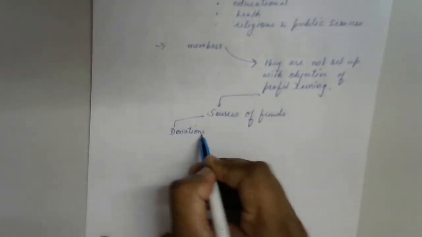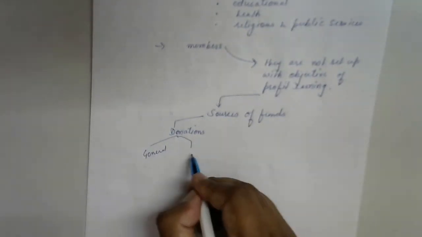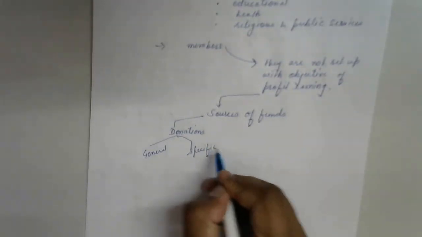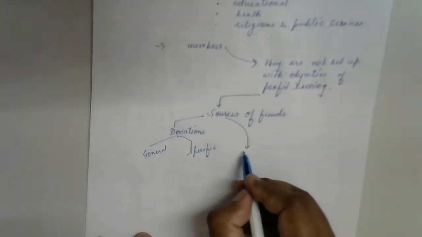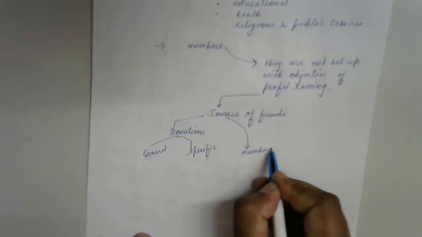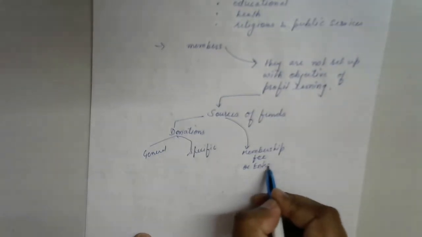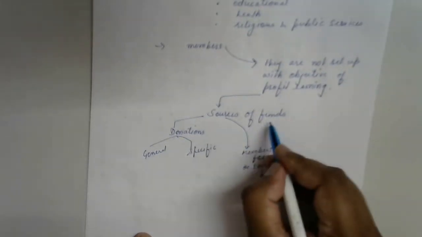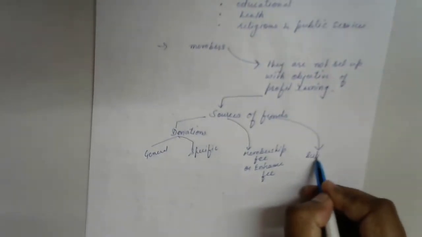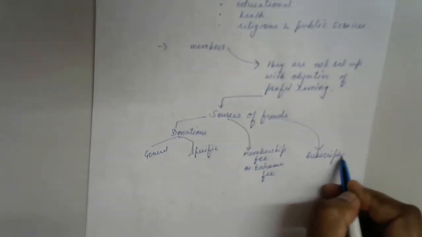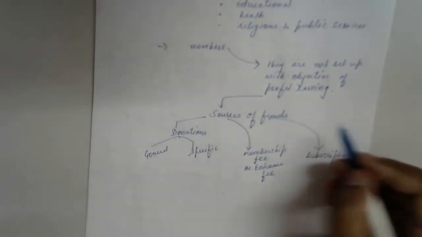Later on we will understand that donations are of two kinds. One is general, another is specific. Another source of income is membership fee or entrance fee. Okay. Next is your subscription. Next income is subscription. Another is your loans and grants.